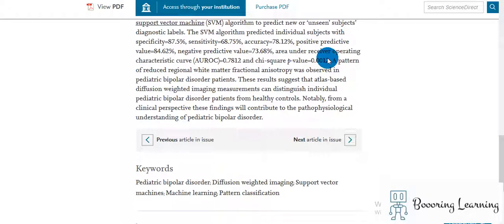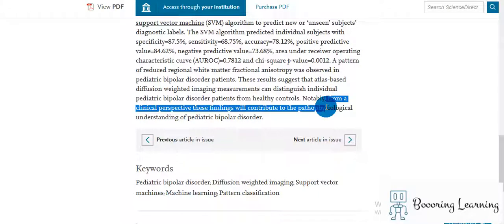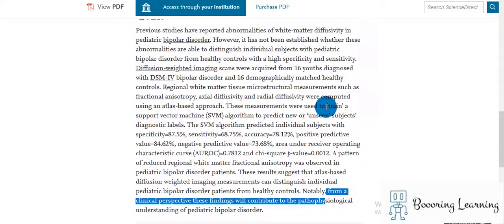a pattern of reduced regional white matter fractional anisotropy was observed in pediatric bipolar disorder patients. These results suggest that atlas-based diffusion-weighted imaging measurements can distinguish individual pediatric bipolar disorder patients from healthy controls. Notably, from a clinical perspective, these findings will contribute to the pathophysiological understanding of pediatric bipolar disorder.